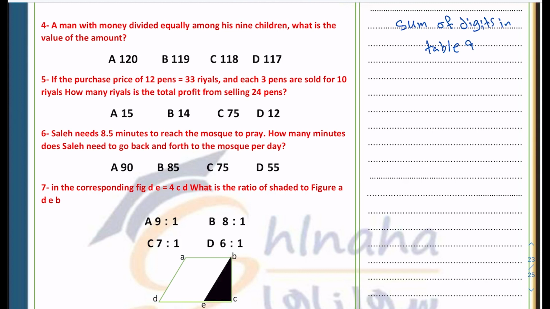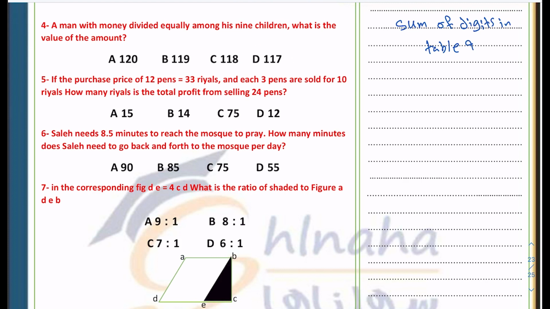119. 1 plus 1, 2. 2 plus 9 is 11. 11 in table 9? No. So this is also out. 1 plus 1, 2 plus 8, 10. 10 in table 9? No. Last one. 1 plus 1, 2 plus 7, 9. Yes, this is divisible by 9. So if I have a result like 9, 18, 27, 36, 45, numbers in table 9, I will choose it.